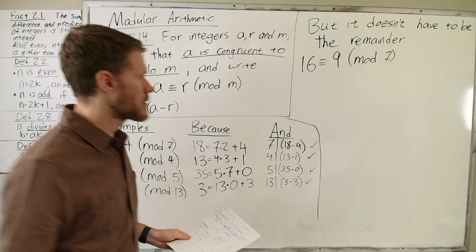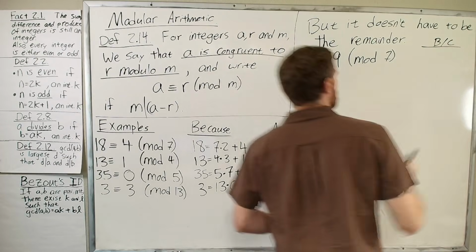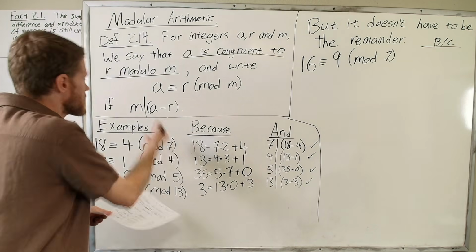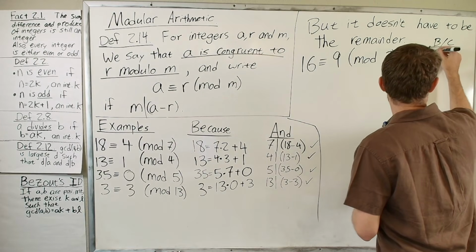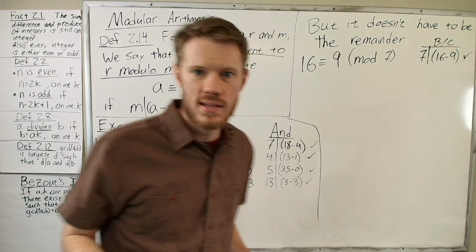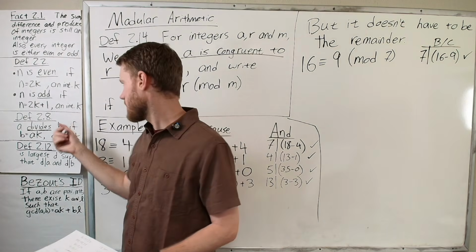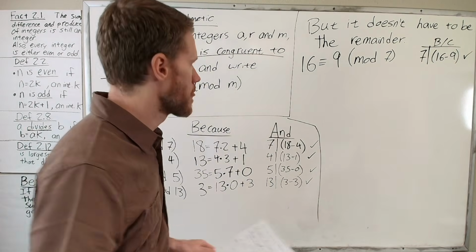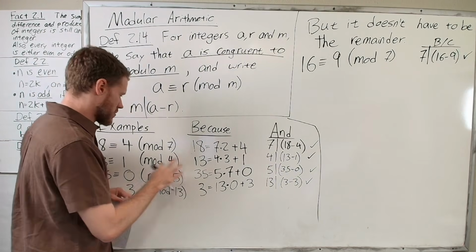And why? So here's my because column. Why is 16 congruent to 9? Well, it does satisfy the definition. Is it true that 7 divides 16 minus 9? What is 16 minus 9? 7. Does 7 divide 7? Yes. Look back at the definition of divides: A divides B if B equals A times K. Yeah, it all works out. K would be 1.